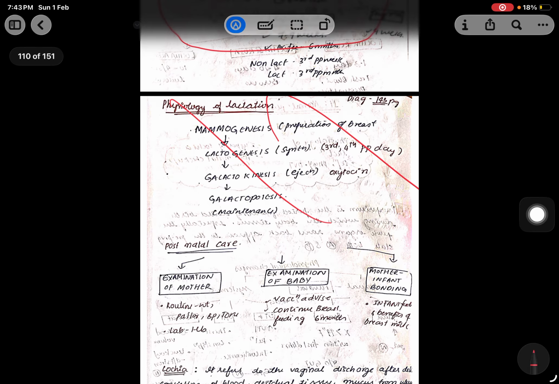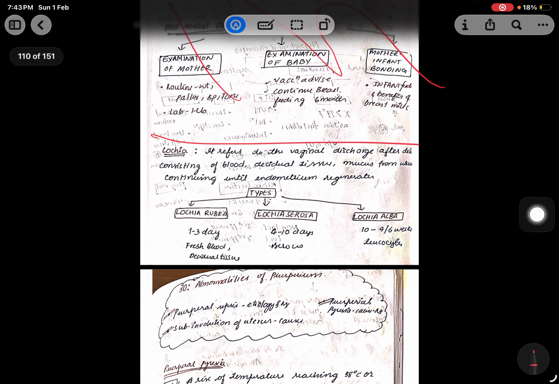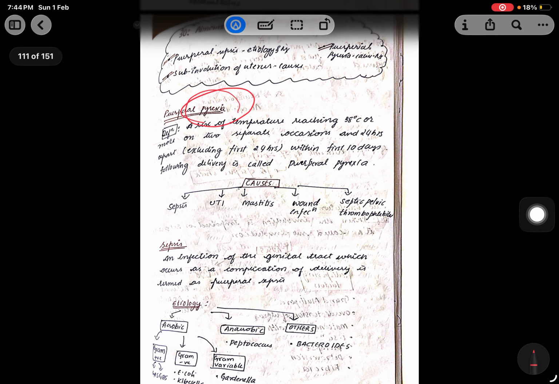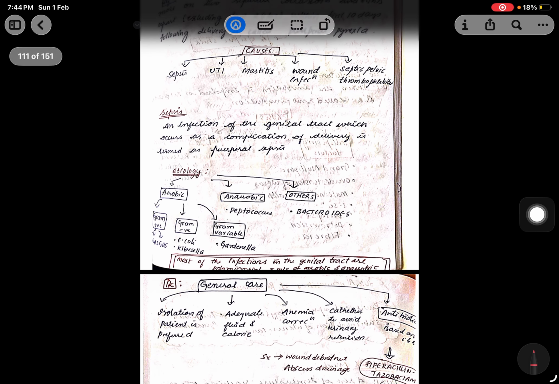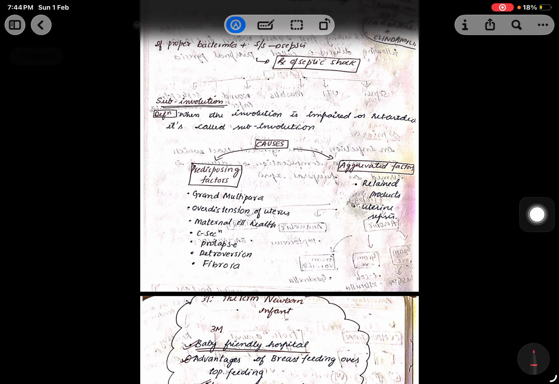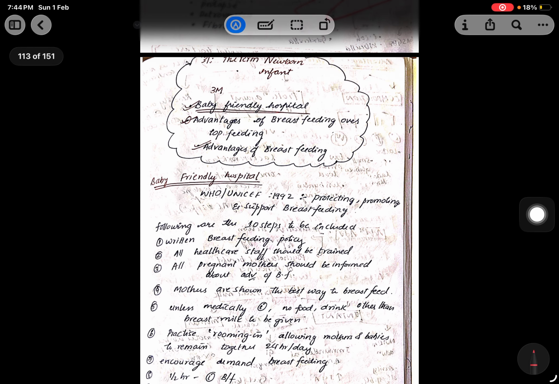Physiology of lactation, I don't think we are in that age to ask this question. We are not studying first year. Lochia also is a 3-marker: first rubra, serosa and alba. Then abnormalities, you will have sepsis or pyrexia. That means the temperature might increase or she might go into septic shock. Then what is subinvolution? If the uterus doesn't come back to its own size, then it is not involuted. So that's called subinvolution. These are the factors.